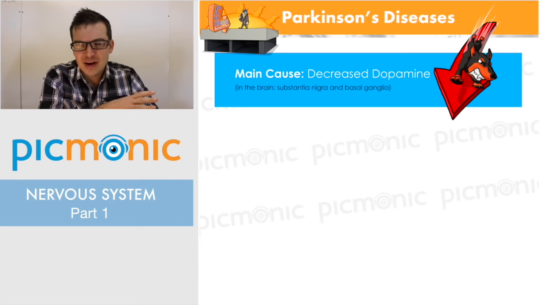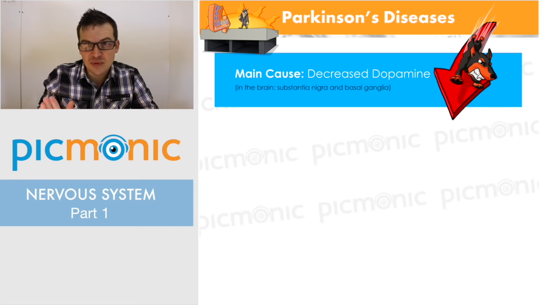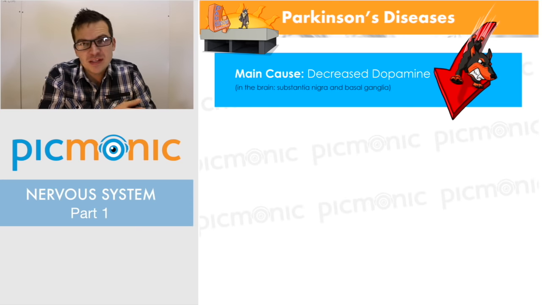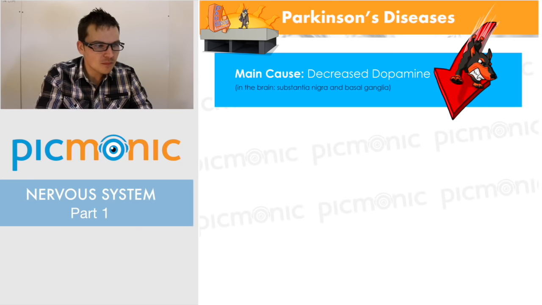So this is one subject that I see so many students always telling me they get select all that apply questions on, and they always end up missing them. So let's talk about Parkinson's disease. So what's the actual main cause? What's going wrong? Well, it's a decrease of dopamine and a slight decrease in serotonin, but the main offender here is dopamine.